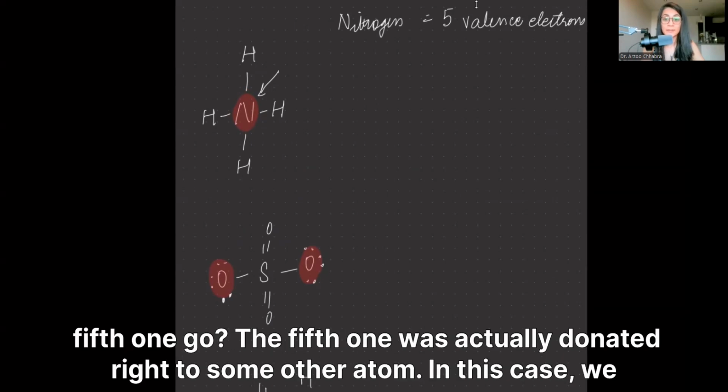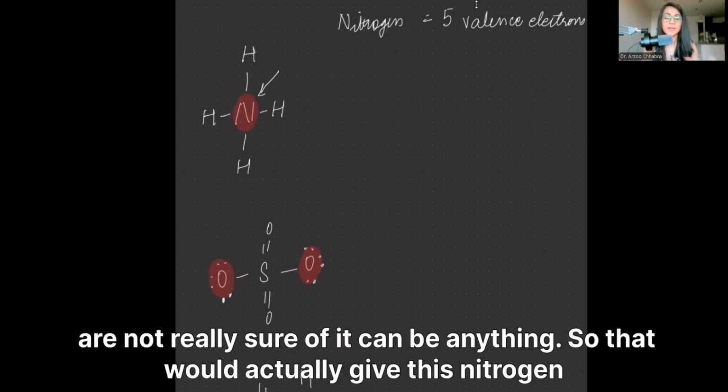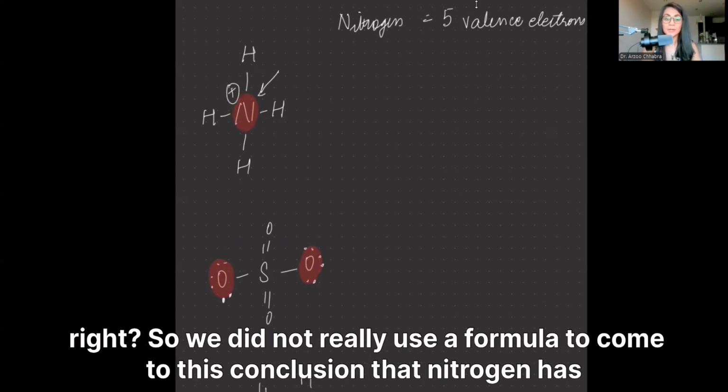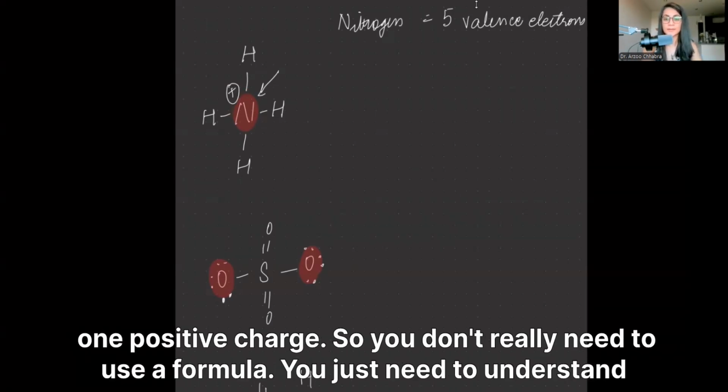So where did the fifth one go? The fifth one was donated to some other atom. In this case, we're not really sure which; it can be anything. So that gives this nitrogen a positive charge. This nitrogen has a formal charge of positive 1. We did not use a formula to come to this conclusion that nitrogen has 1 positive charge.